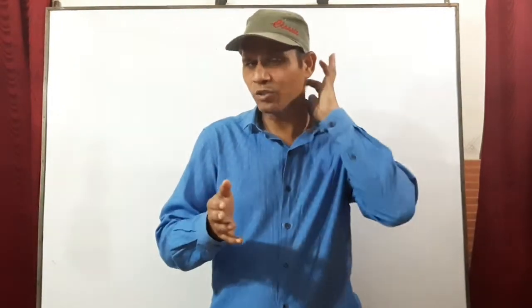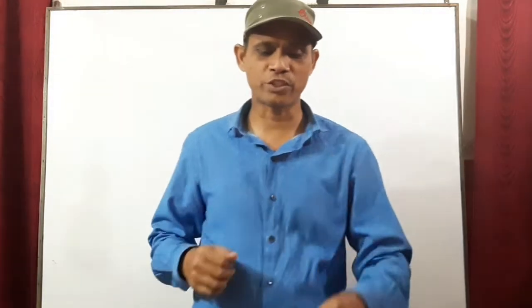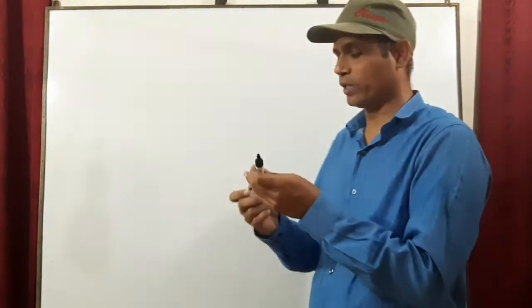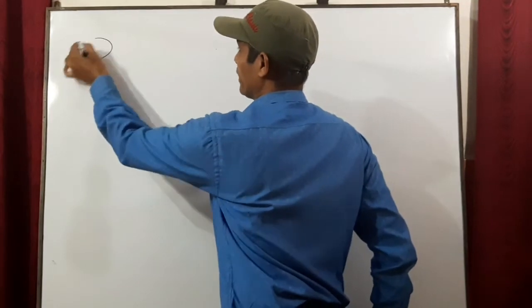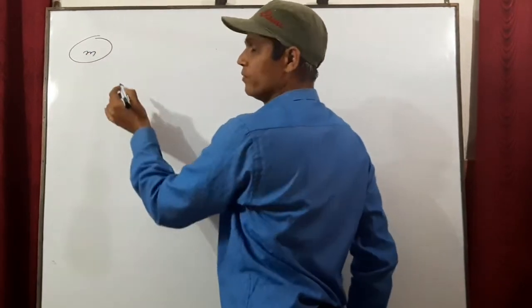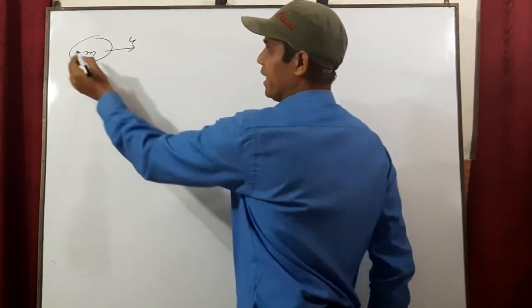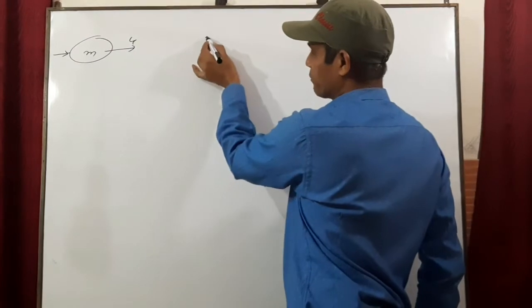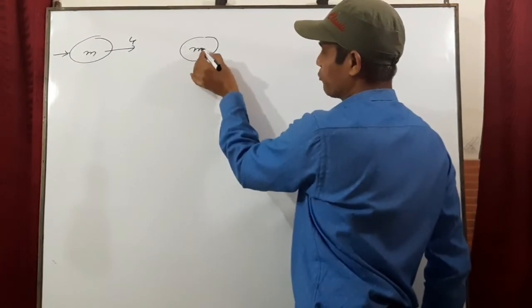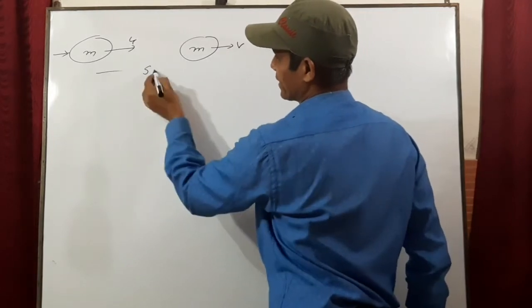So how can you verify it? Verification is very easy. For that, you just take a body. Suppose you have a body of mass m. This is the body whose mass is m, and it is moving with a velocity u, and you apply a force on it, due to which its velocity changes from u to v and it covers a distance s.